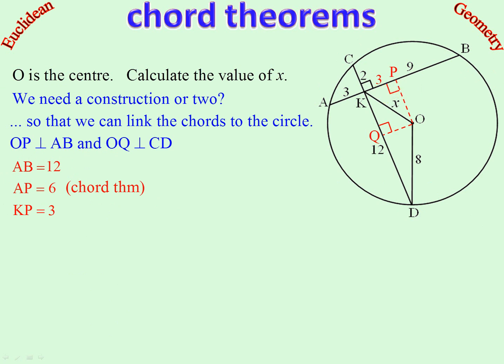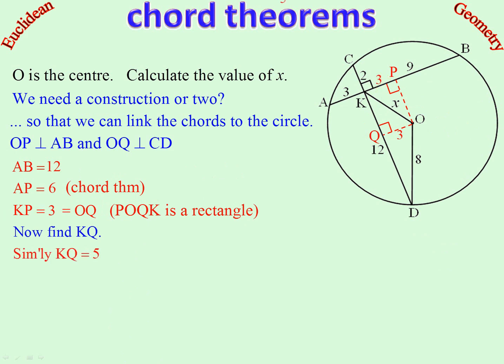Of course, KP is equal to another line in the figure, and that is OQ. Why is that? Because this is a rectangle and the opposite sides of rectangles are equal. Now let's find KQ. We can find it exactly the same way as KP, similarly set up. KQ is 5. Have a look: 2 and 12, 14. Halved is 7, and that's 2. So the remainder is 5.